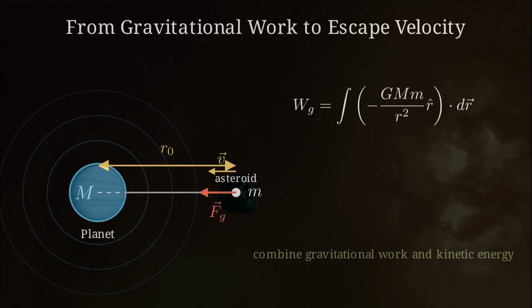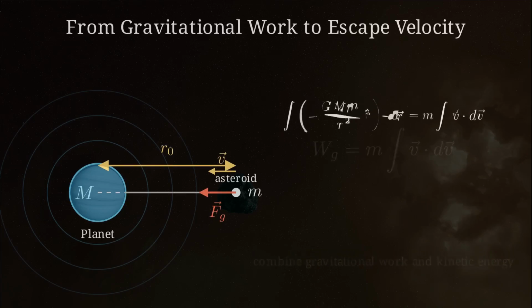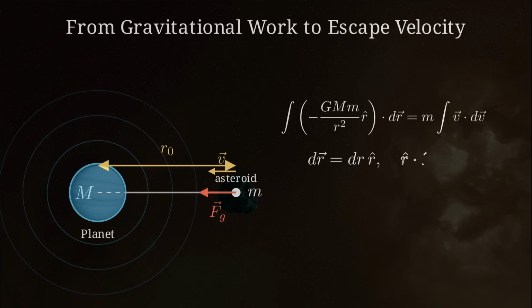So the gravitational work expression is the integral of minus GMm divided by r squared times r hat dotted with dr vector. On the other side, we have the work and kinetic energy result. Work is equal to mass times the integral of velocity vector dotted with a tiny change in velocity vector. So we set these two work expressions equal. The gravitational work expression equals m times the integral of v vector dotted with dv vector.